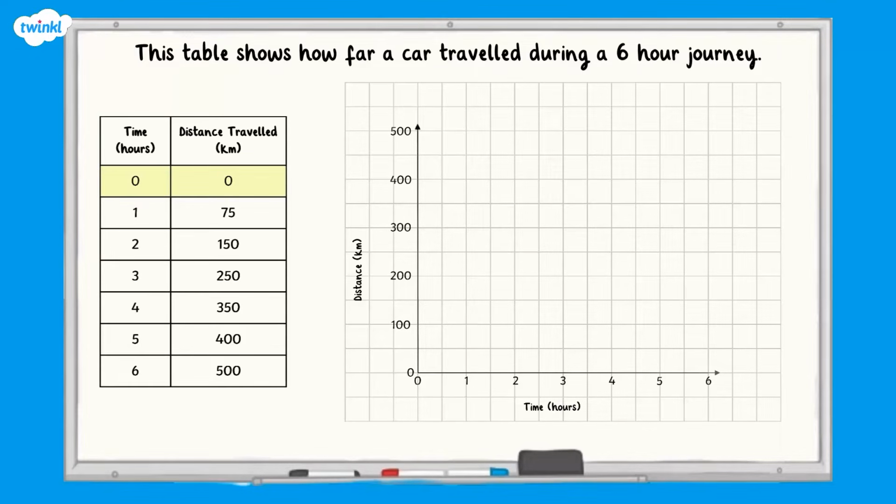At 0 hours, the car had travelled 0 kilometres. We will use a dot to mark the place on our graph where the vertical line representing 0 hours crosses the horizontal line representing 0 kilometres, like this.